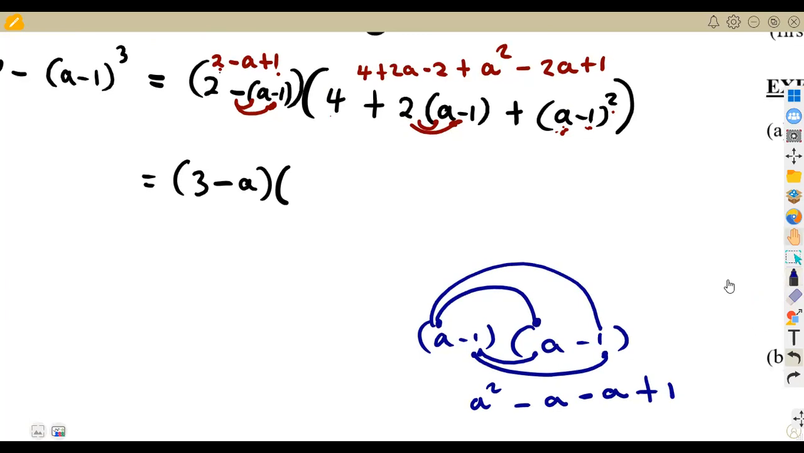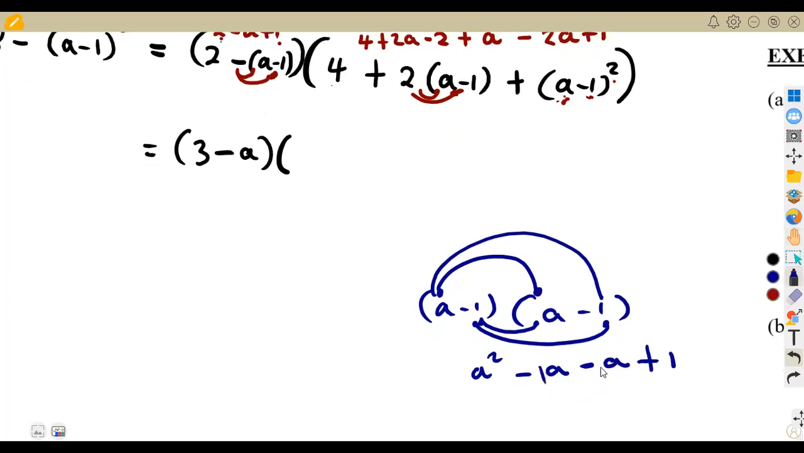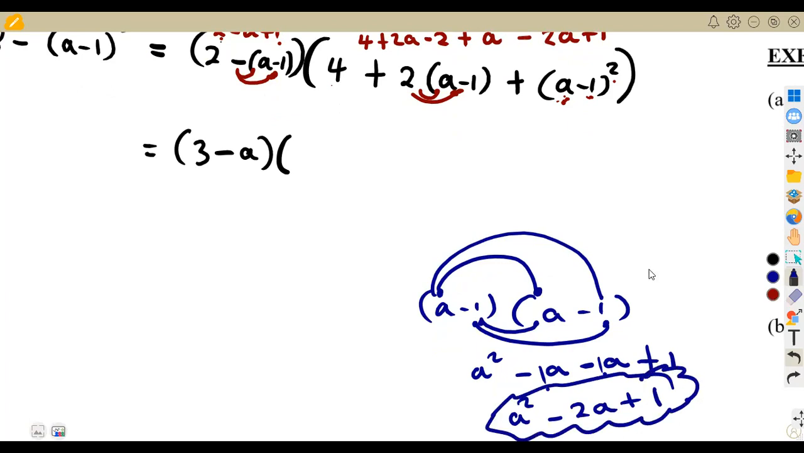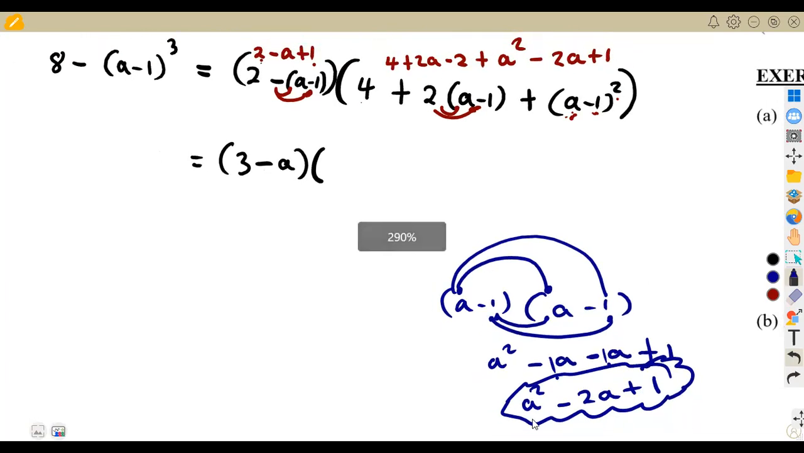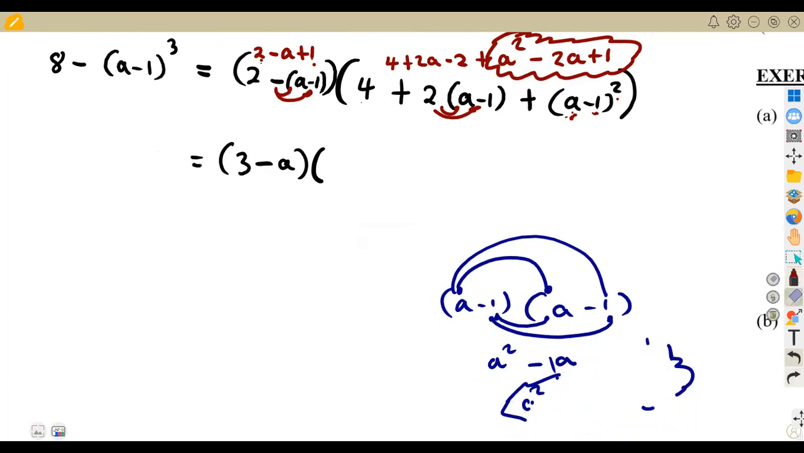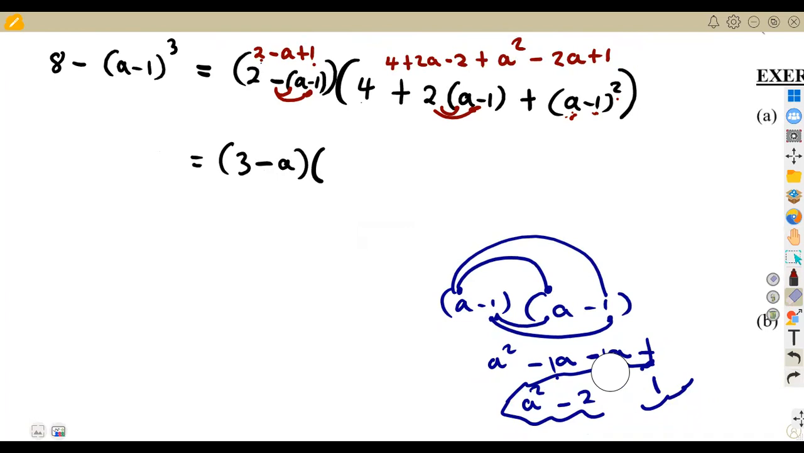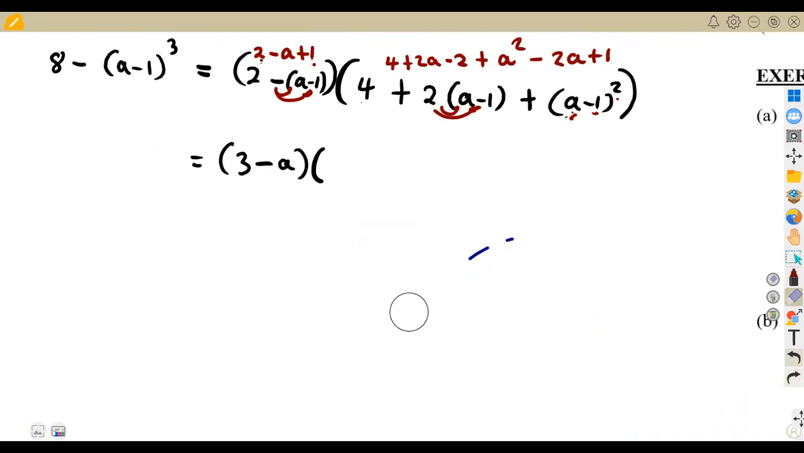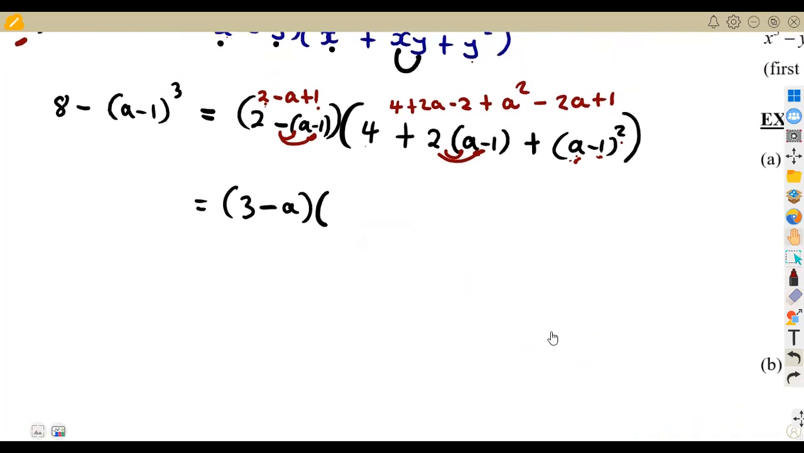Then we can collect the like terms. Here we've got negative 1a, negative 1a. So it will be a squared, minus 1 minus 1, that will be minus 2a, plus 1. So as we can see, we're obtaining a squared minus 2a plus 1, which is the same as what we have on this part here. A squared minus 2a plus 1, which is the same as what we just had on that previous expansion, where we just have to apply the identity. All right.